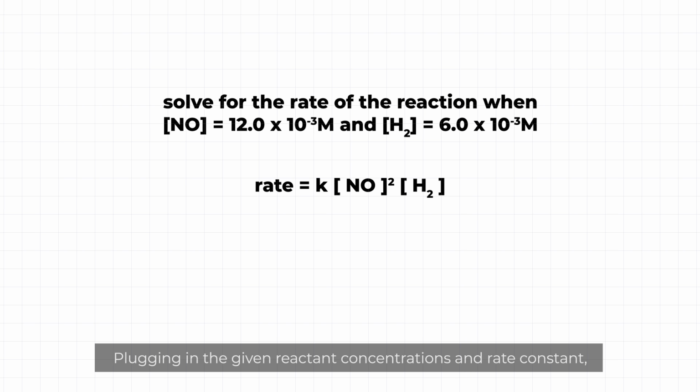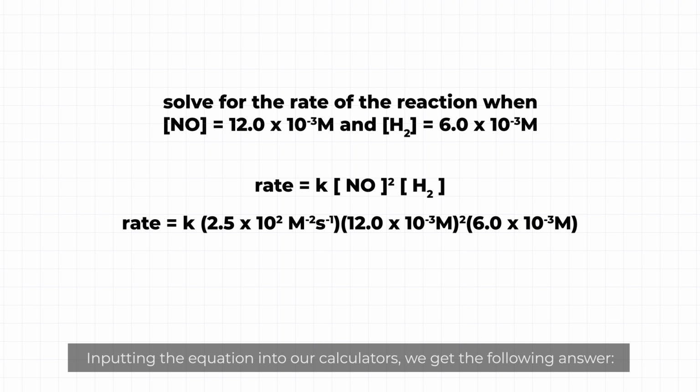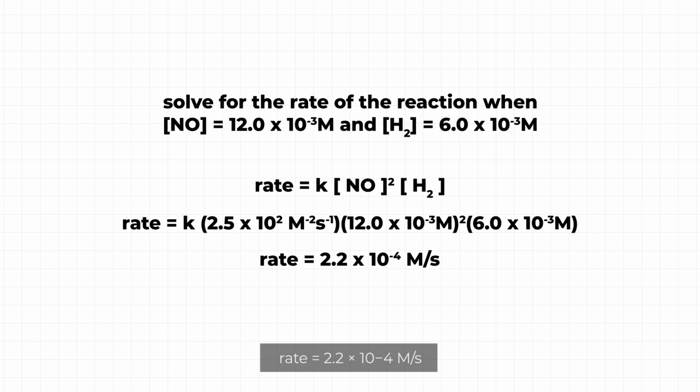Plugging in the given reactant concentrations and rate constant, we have the following equation. Inputting the equation into our calculators, we get the following answer. Rate is equal to 2.2 times 10 raised to the power of negative 4 M over s.